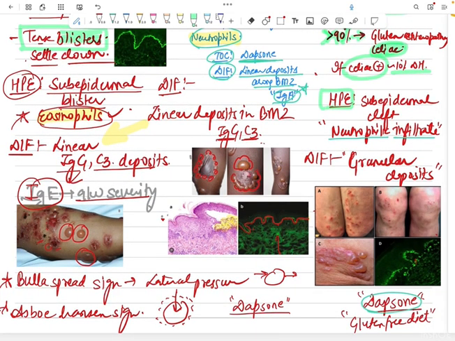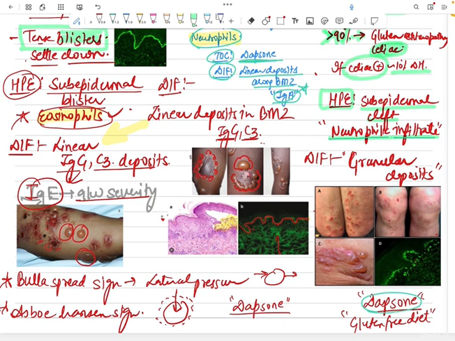Now, what will you see in histopathology? You take a biopsy. What will you see? Again, it is subepidermal and it is neutrophilic. Again, subepidermal cleft with neutrophils deposit. But this time, this will be in papillary dermal cleft. Then what does this pattern become?